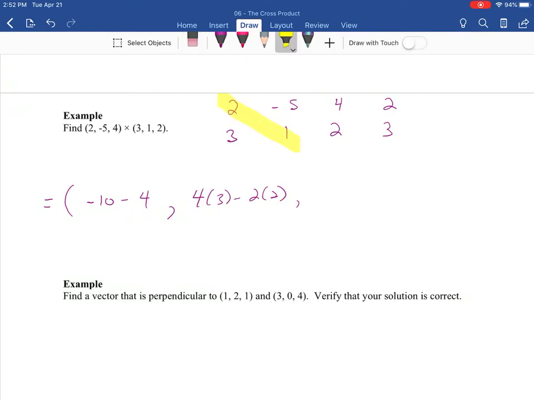Showing all the numbers that time. And then when I get back to the third component, I want the first 2 parts this time. So 2 times 1 minus negative 5 times 3, and I get negative 14, 8, and 2 plus 15, 17.